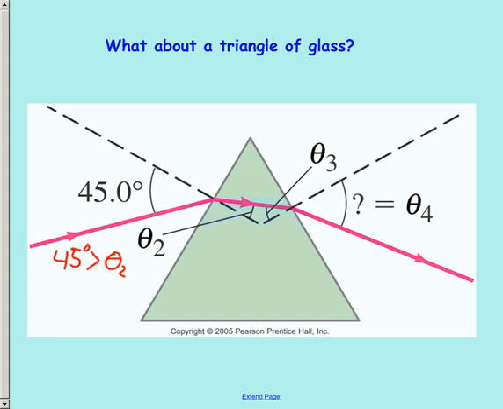Then look when it pops out the other side of our triangle. What do we know about theta 3 and theta 4? Going from a large index of refraction inside the triangle of glass to outside, we know that it's going to bend away from the normal. So theta 3 is going to be less than theta 4. Here's the important thing. Notice this light gets bent down twice as it's going through our triangle here.